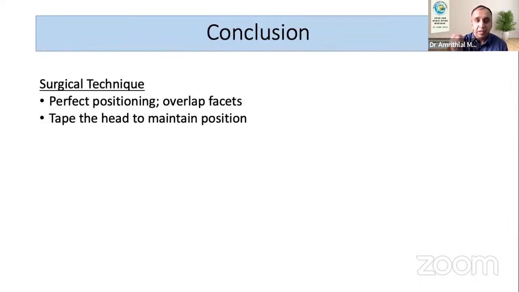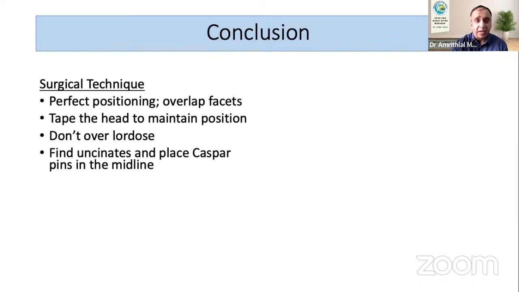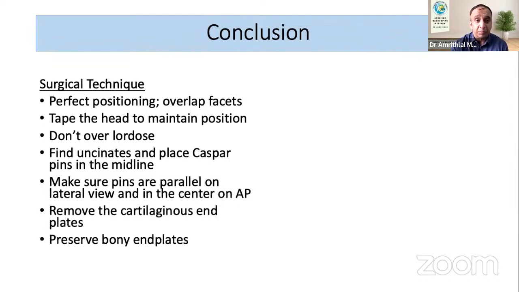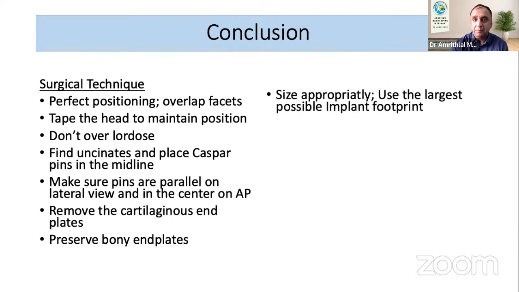Tape the head. It is good to maintain, tape the head so that the cervical spine doesn't rotate during the process of the surgery. Don't overlordose the cervical spine. Find the uncinate processes, identify them well, and then put in the Casper pins in the midline so the Casper pins become your guide. Make sure the pins are parallel on the lateral view X-ray and centered in the AP view. Remove the cartilaginous end plates, but make sure you preserve the bony end plates.